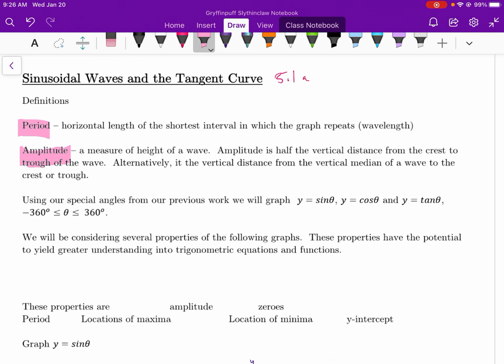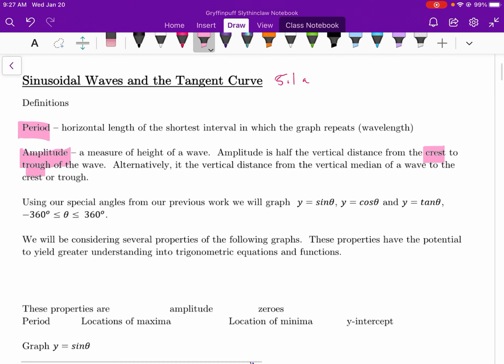Now, moving on to the next definition, the word amplitude. Amplitude is a measure of the height of the wave. The amplitude is half the vertical distance from the crest to the trough of the wave. The crest really means the top, the trough really means the bottom of the wave. So half this height is known as the amplitude. Alternatively, the vertical distance between the middle of the wave, the median of the wave, and the crest or trough is also the amplitude.